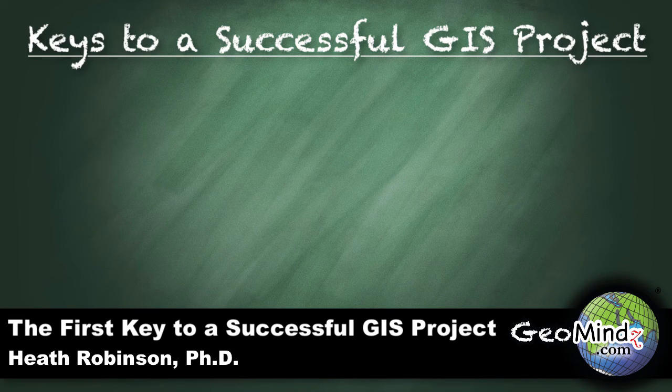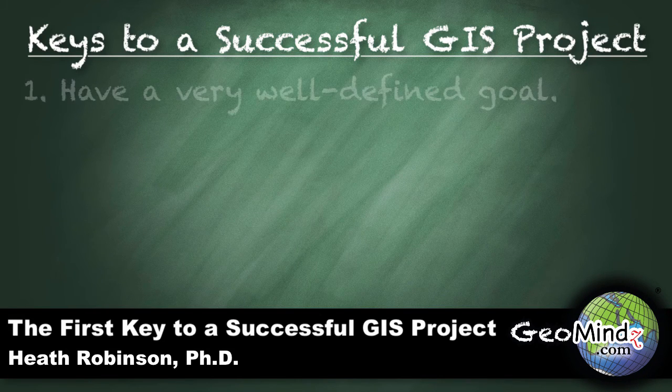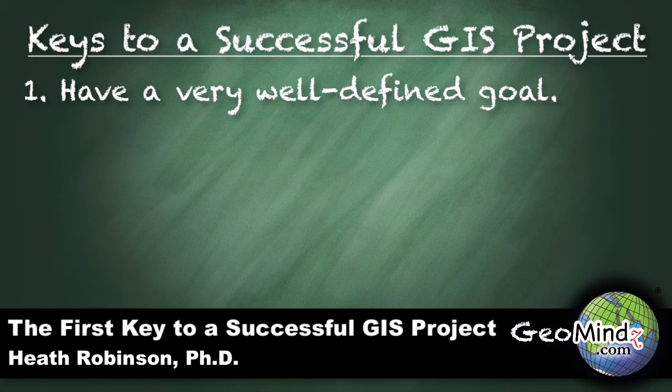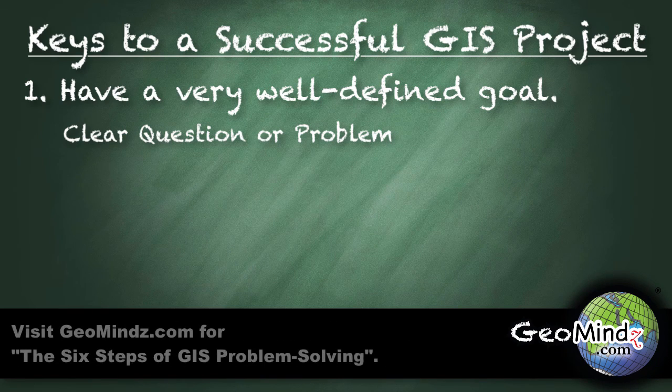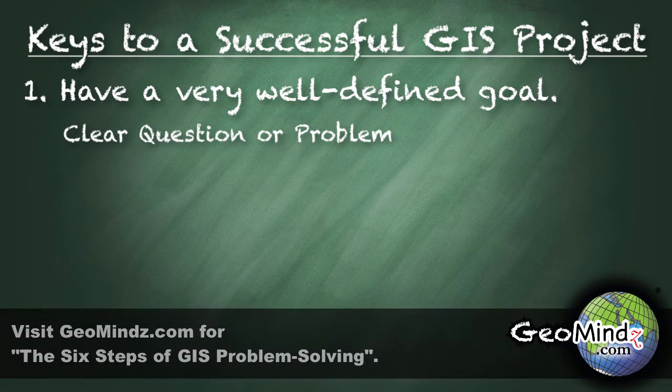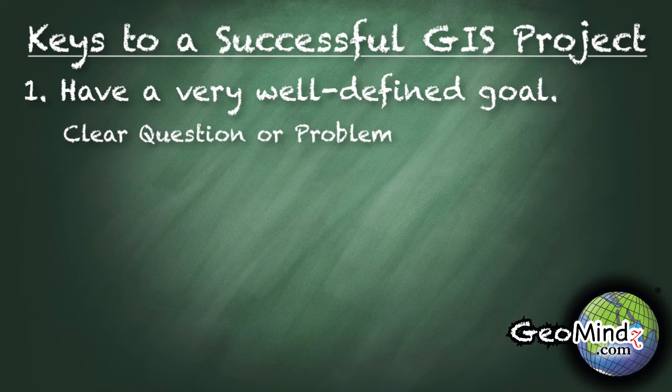The first key to a successful GIS project is to have a very clear understanding of what it is you're trying to accomplish. You need to have a very neatly defined question to answer or a very well-defined problem to solve. To some people, that's going to sound obvious, but I see a lot of people who will sit down at a computer and open up the GIS software, maybe put some data in, and then try to make something appear, and it never works like that.